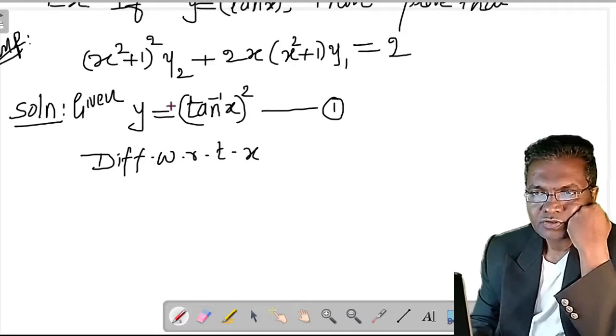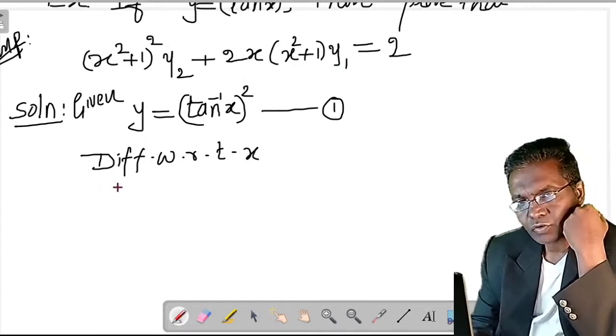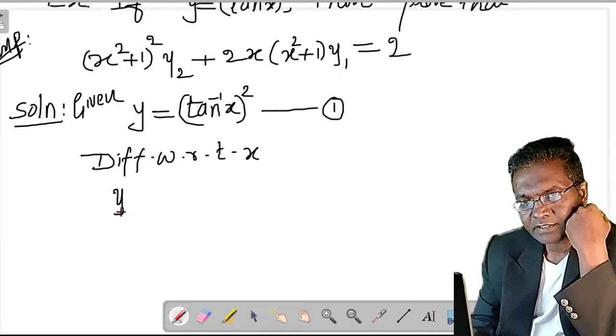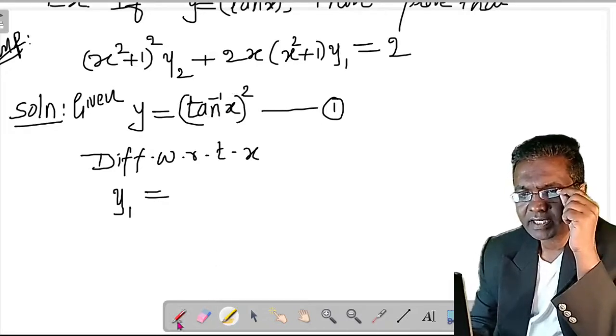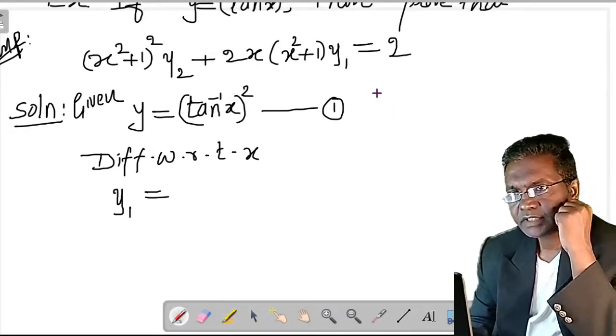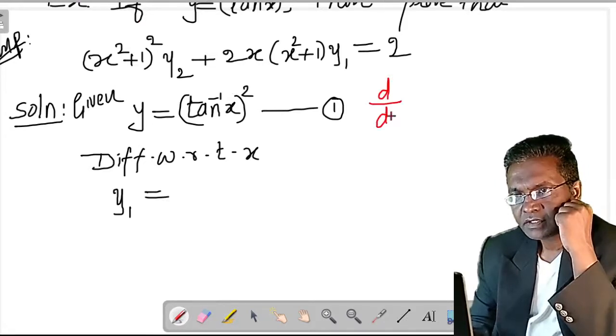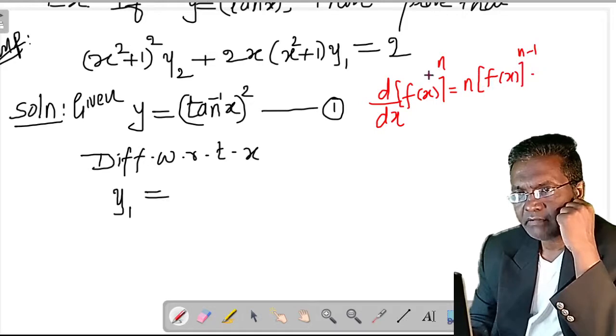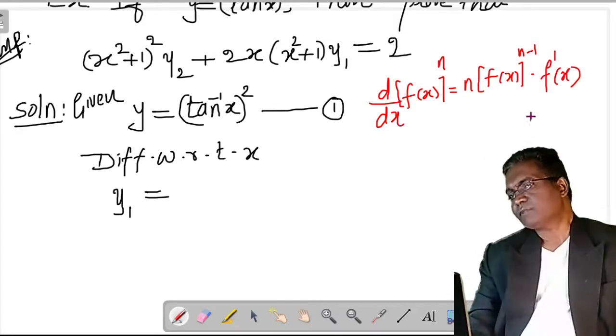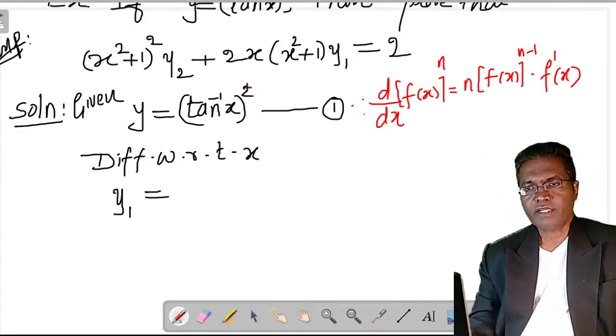Here, in terms of y1 and y2, so better you write derivative of y as y1. Now see here, in the last class also I gave you this, note this down: d by dx of f of x power n is n into f of x power n minus 1 into derivative of the inside function, that is f dash x. This rule you have to remember whenever you find powers.